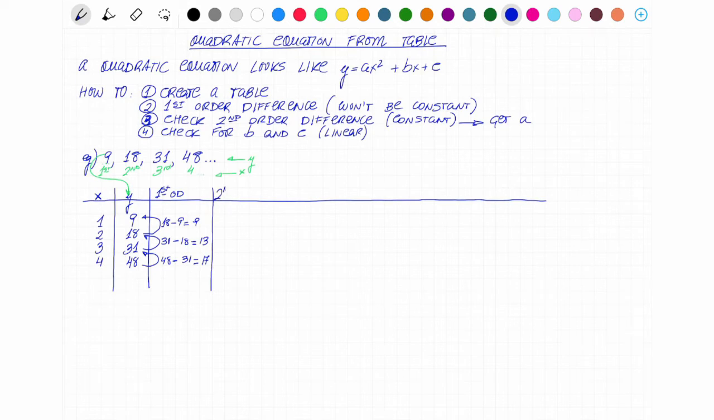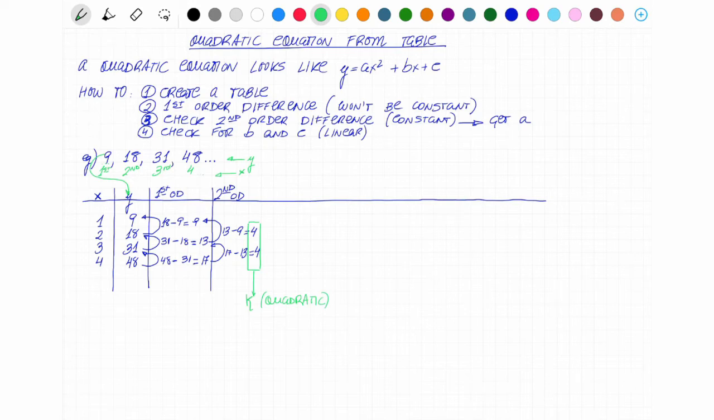That means that we go and check our second order difference, which remember is exactly the same, but with these ones instead of with the y's. So you would come here, 13 minus 9, that is a 4. And when you do the next one, 17 minus 13, that is a 4. And that is a good thing, because now this number is constant, and that means that you know this is a quadratic equation.